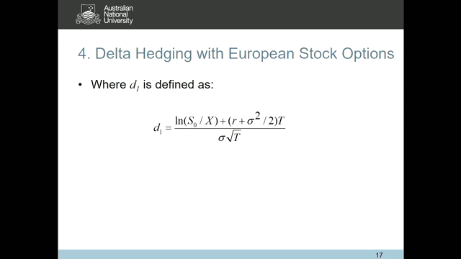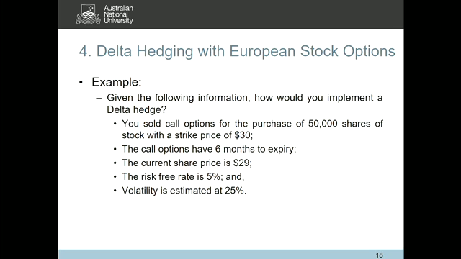Okay, so obviously that's RD1. So let's have a look at an example. You've sold call options, which means you're the writer. Immediately tell me, what position will you take in shares? Long, wrong. That's right, long.